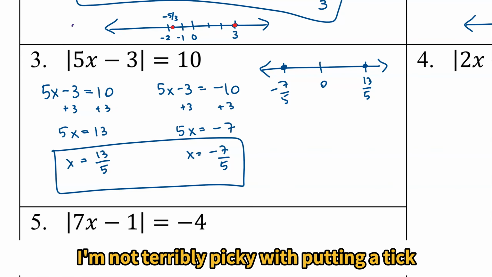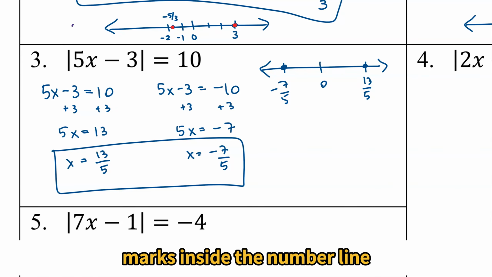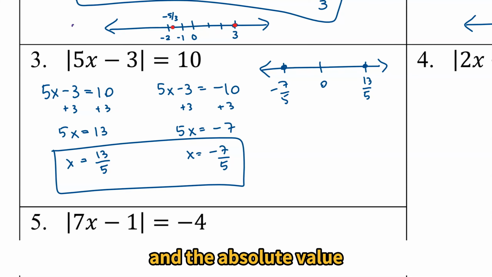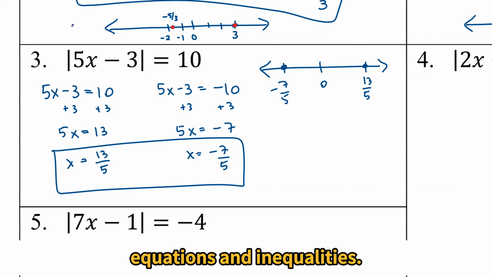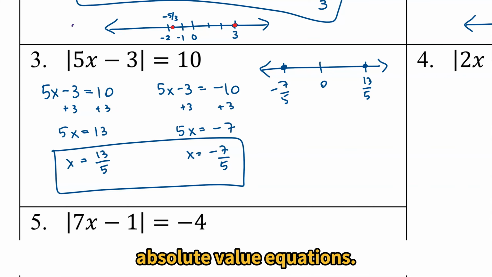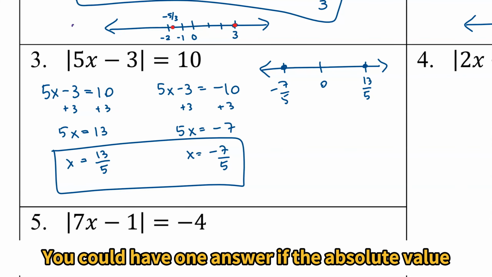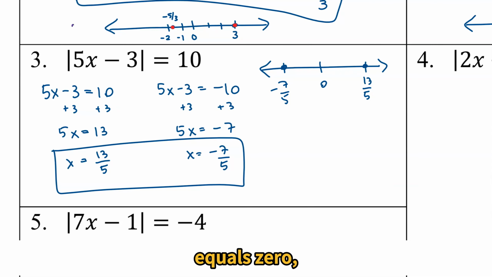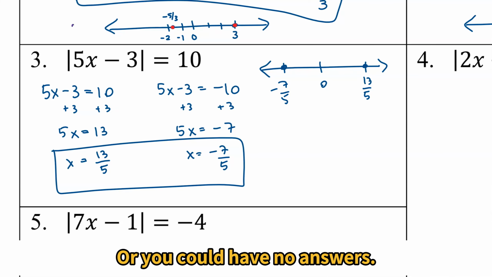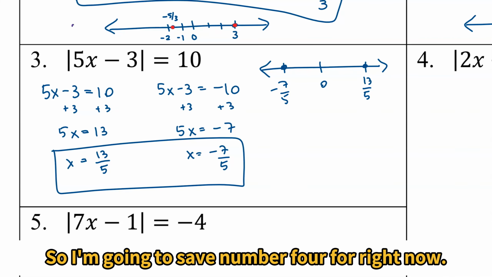I'm not terribly picky with putting the tick marks inside the number line for the inequalities, the compound inequalities and the absolute value equations and inequalities. That's okay. The big idea is that when you're doing absolute value equations, you could have two answers. You could have one answer if the absolute value equaled 0. You get one answer for x, or you could have no answers. So I'm going to save number 4 for right now.